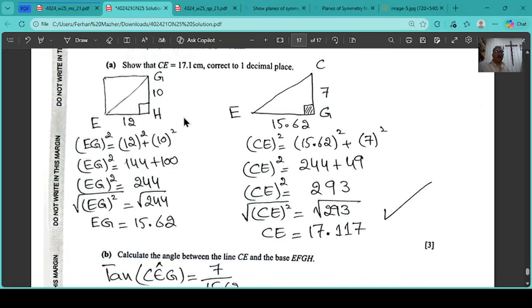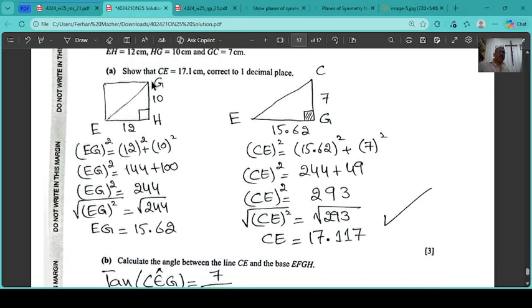First of all, I took the floor EHG here. This is 12, this is 10. I will apply Pythagoras and I will find out the EG. So EG square is equal to 12 square plus 10 square. So EG square will be equal to 144 plus 100. EG square will be equal to 244. Take square root on both the sides. So EG will be equal to 15.62.